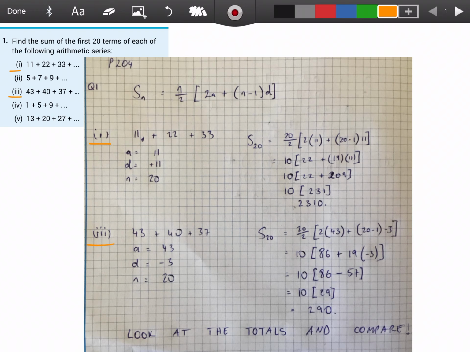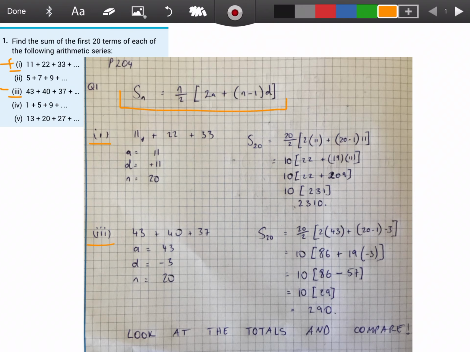I picked those two because one has a positive d value and this one has a negative d value, so that's why I wanted to show you the difference between the two. It's asking to find the sum of the first 20 terms. So I'm going to use this formula, our new formula.